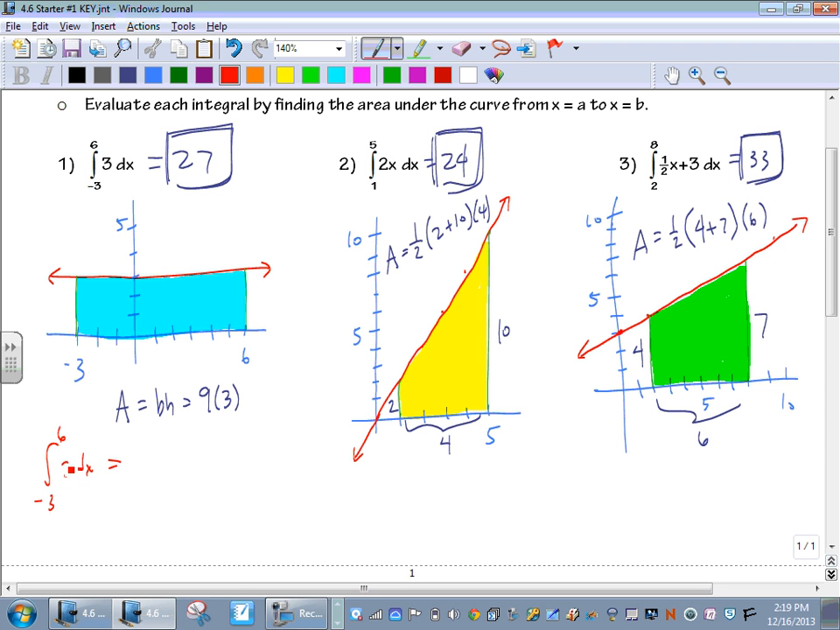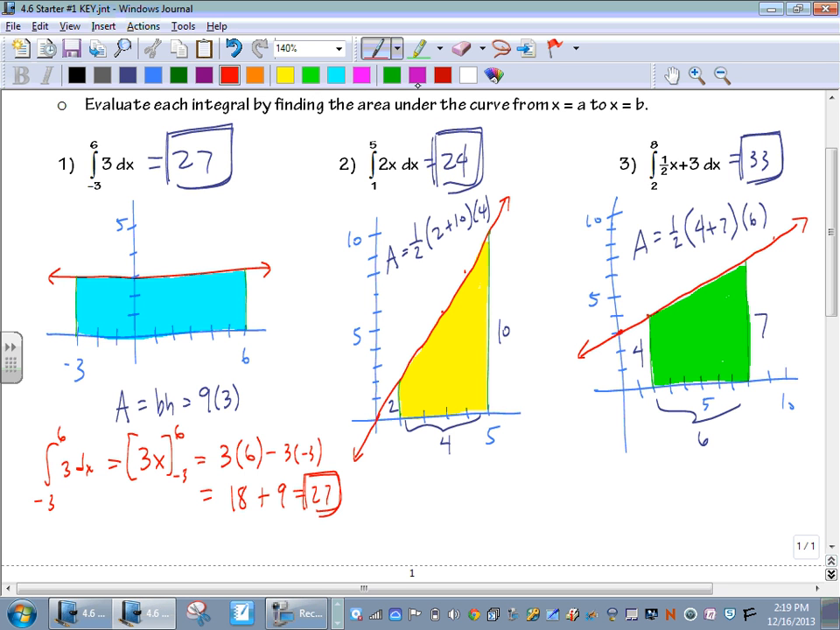So antiderivative of 3 is 3x. And we have to evaluate this from negative 3 to 6, which means we're going to do 3 times 6, right, f of b, this is our b, minus f of a, so 3 times negative 3. So 3 times 6, we get 18, minus 3 times negative 3, that becomes plus 9, which is 27. It gives us the same area there.